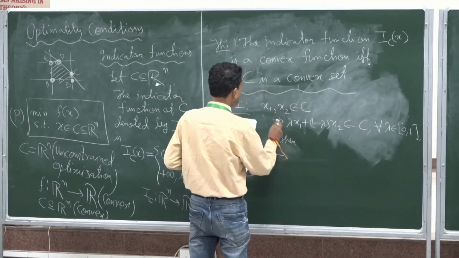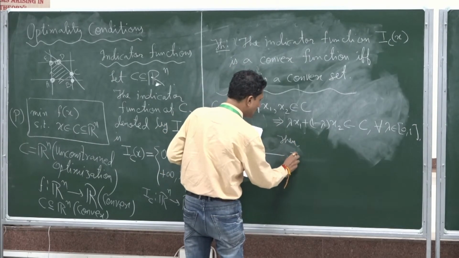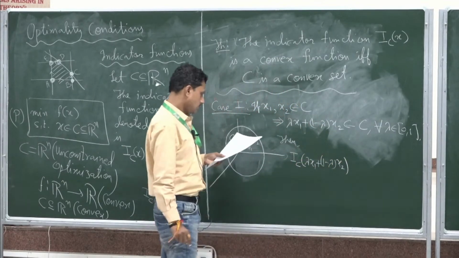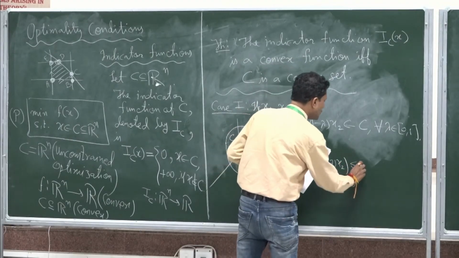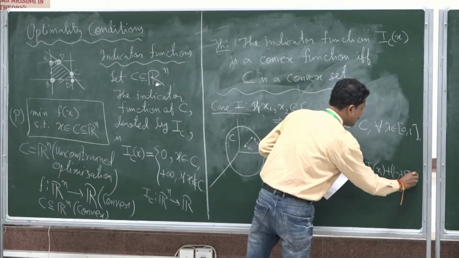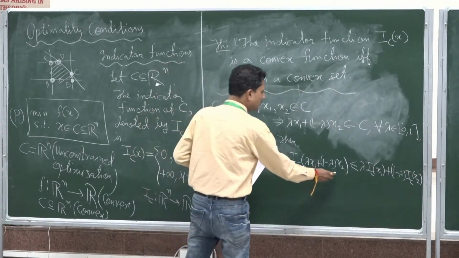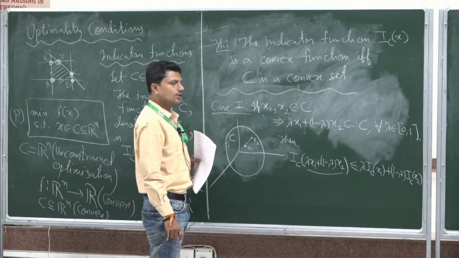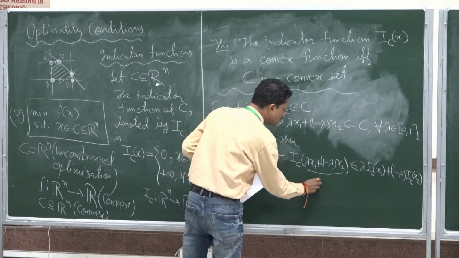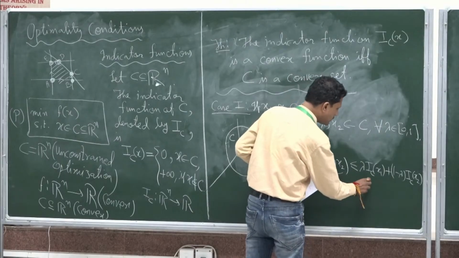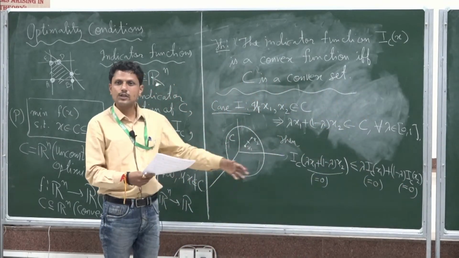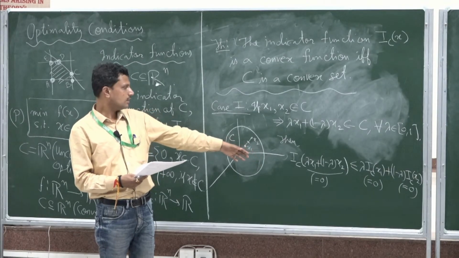So then we have this indicator function over lambda x1 plus 1 minus lambda x2. We have to show that this is less than or equal to lambda times the indicator function of x1 plus 1 minus lambda times the indicator function at x2, right? But this point belongs to C, any point in between x1 and x2, so this value will be 0. x1 is also in C, so this is also 0 and this is also 0, right? So this inequality is satisfied when these 2 points are in the set C.